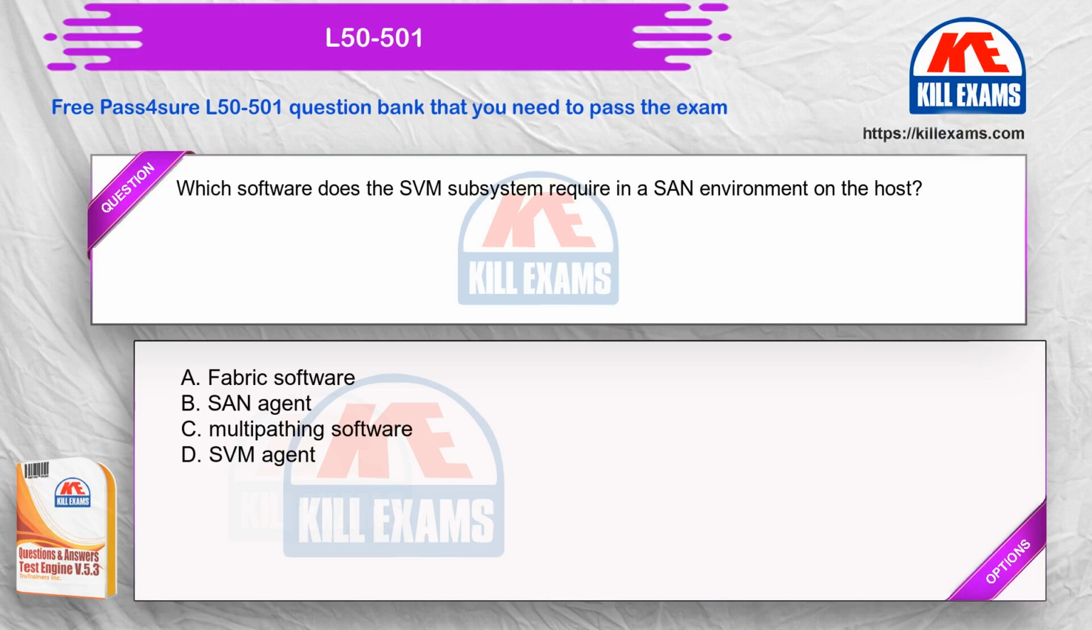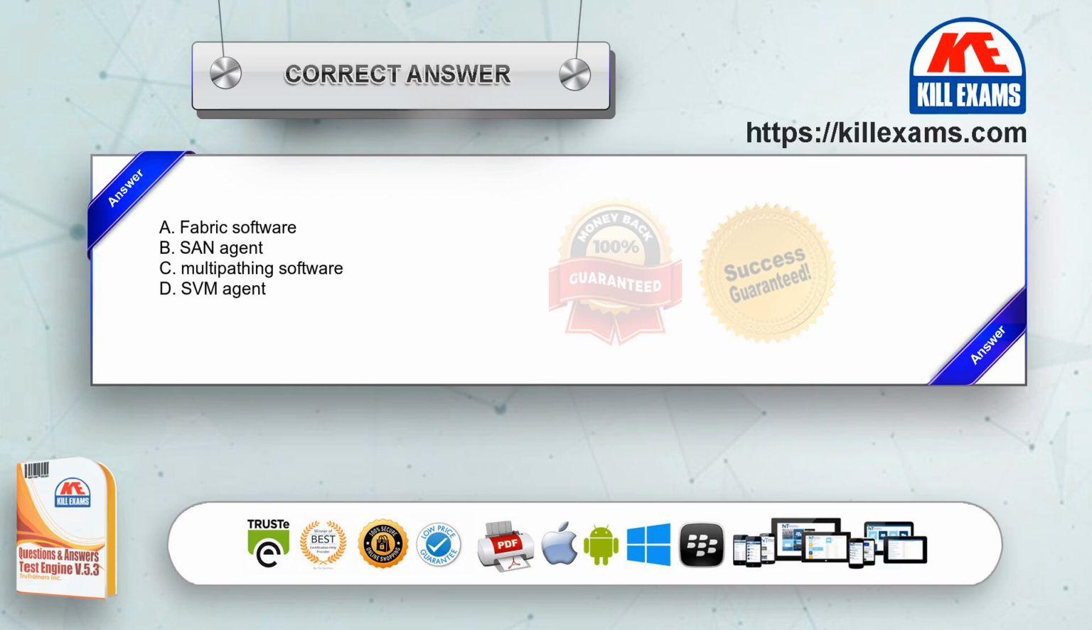Which software does the SVM subsystem require in a SAN environment on the host? Option A. Fabric software. Option B. SAN agent. Option C. Multipathing software. Option D. SVM agent. The correct answer is option C.